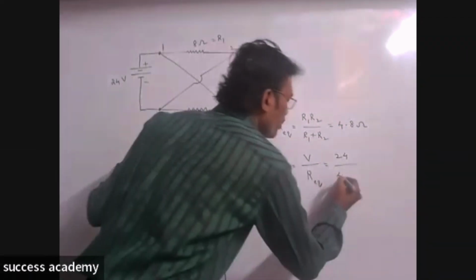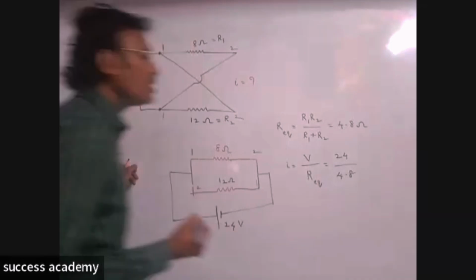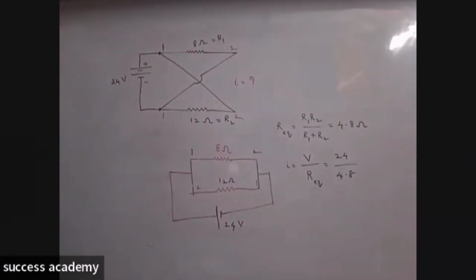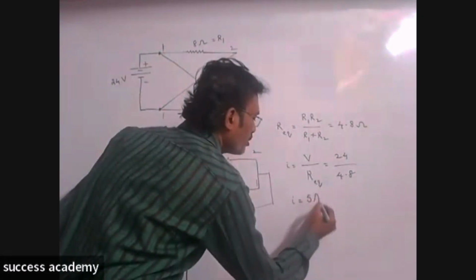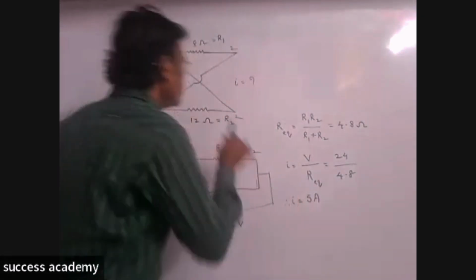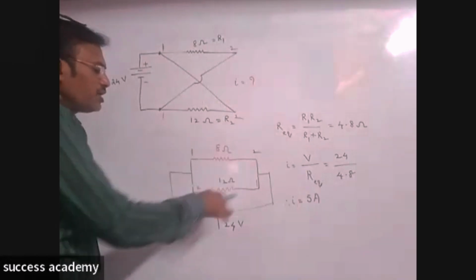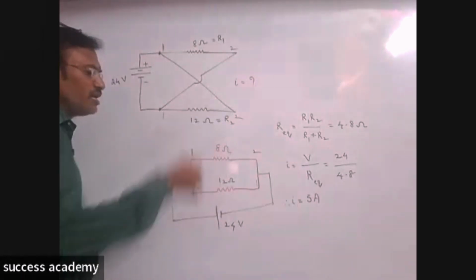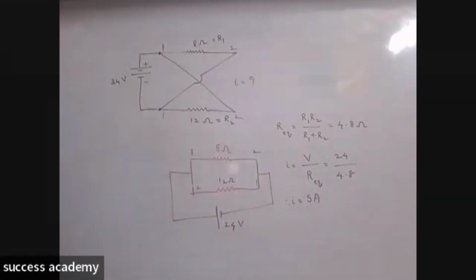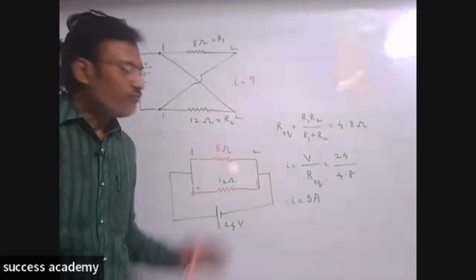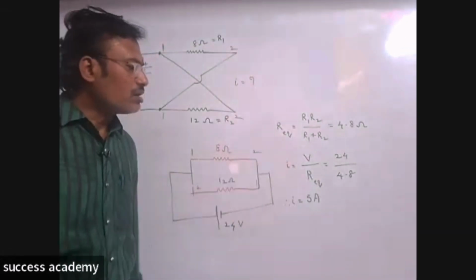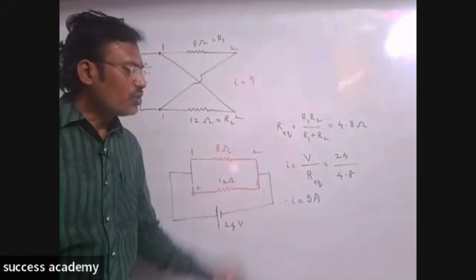If you take 4.8 ohm as R equivalent, then the current in the circuit is 5 ampere. Very simple. These two are parallel, so calculate the equivalent resistance at first. After calculating the equivalent resistance of the circuit, then use the formula, Ohm's law: V is equal to IR. From that, I is equal to V by R. Here R equivalent, and finally we got it like that.